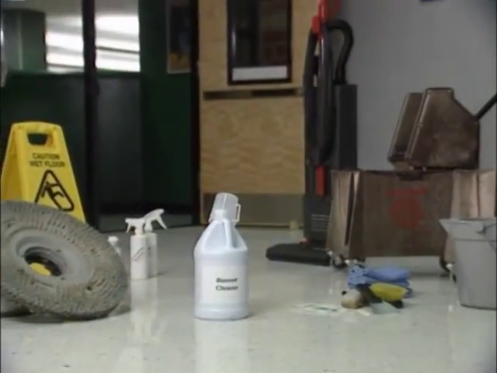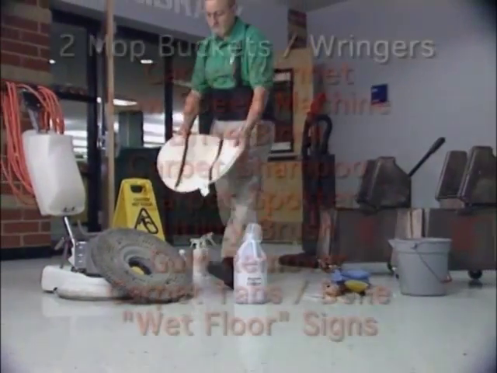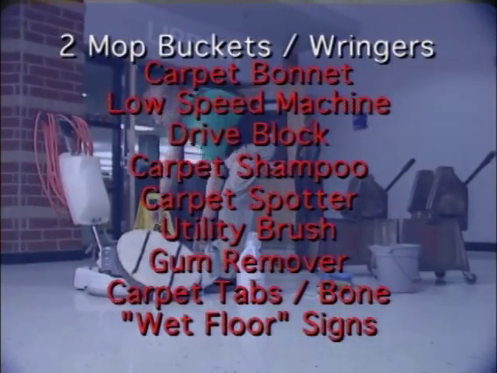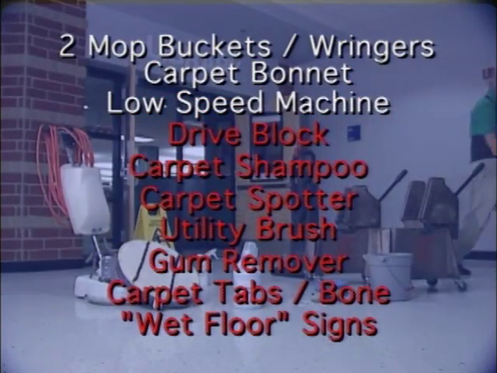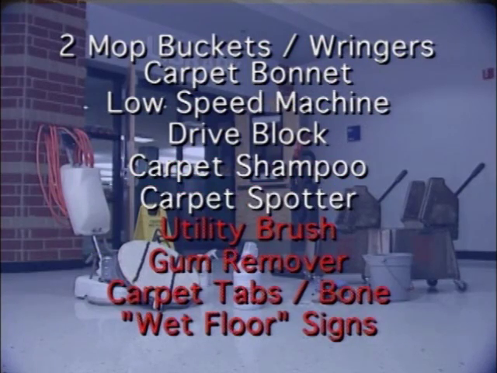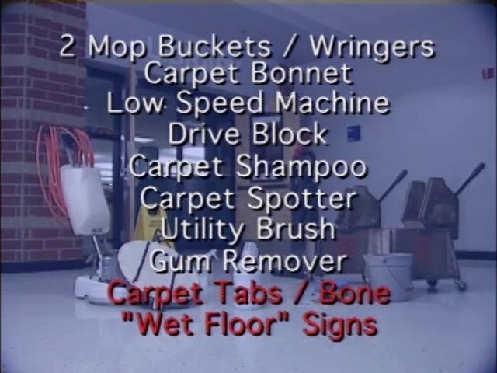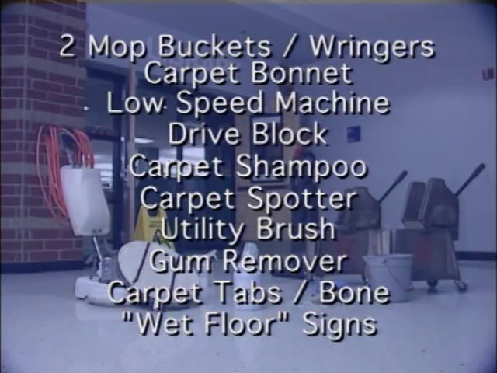The bonnet interim cleaning method begins by assembling all equipment and materials to do the job properly. This includes 2 mop buckets with wringers, carpet bonnet, low-speed machine, drive block, carpet shampoo, carpet spotter, utility brush, gum remover, carpet tabs, carpet bone, and wet floor signs.